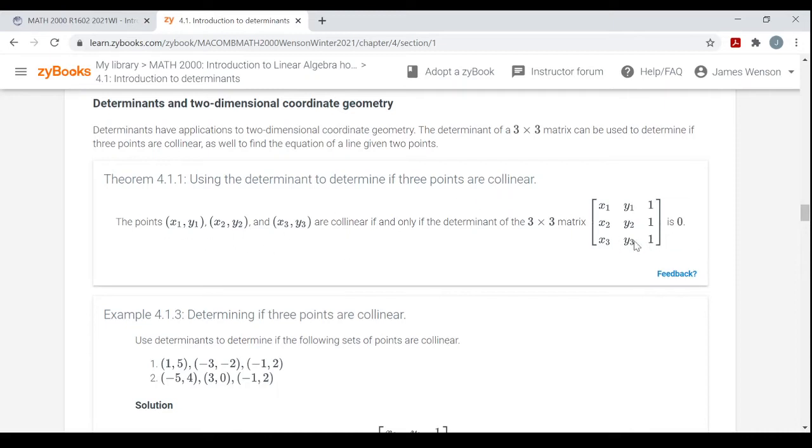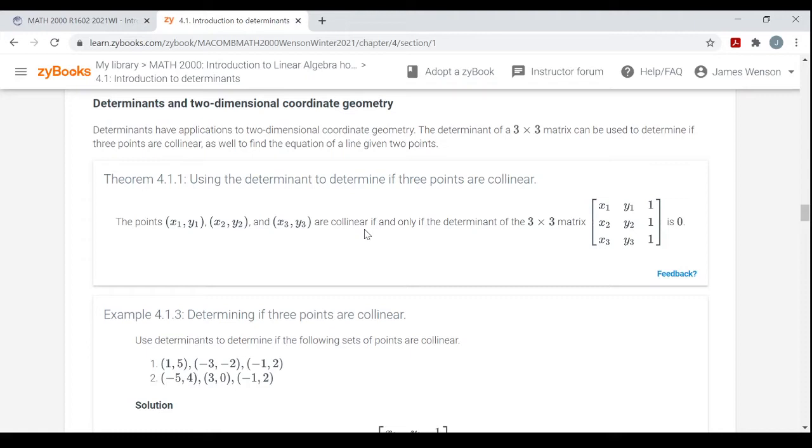So you're going to be setting up a matrix and finding its determinant. And if the determinant is 0, you'll see that the points are on the same line. And if the determinant of this matrix here is not 0, then the points are not on the same line, not collinear. Alright, so the points x1, y1, x2, y2, and x3, y3 are collinear, right?